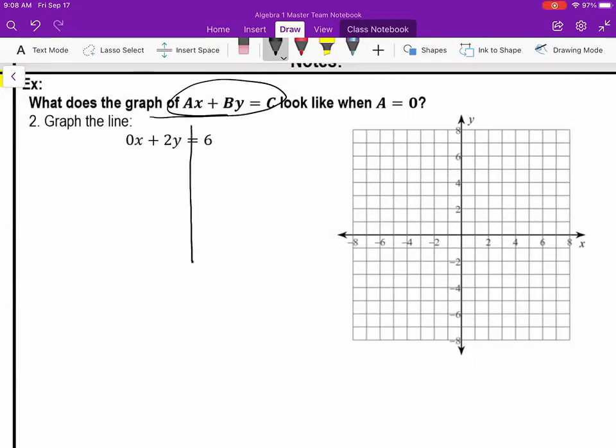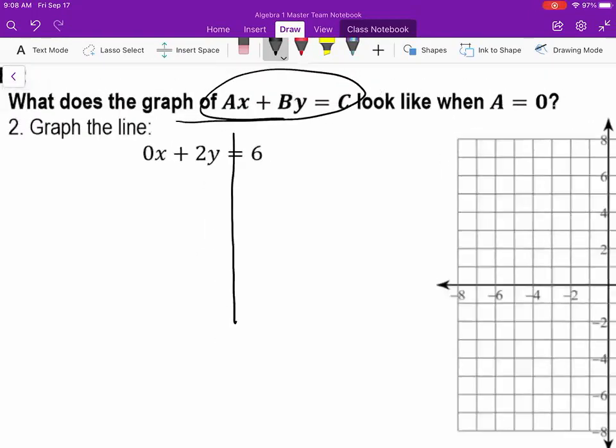All right. Well, first thing we got to do is simplify that equation because we got 0 times x. Well, what is 0 times anything? 0 times anything is just 0. So that's just gone. That's 0. And you're left with 2y equals 6.